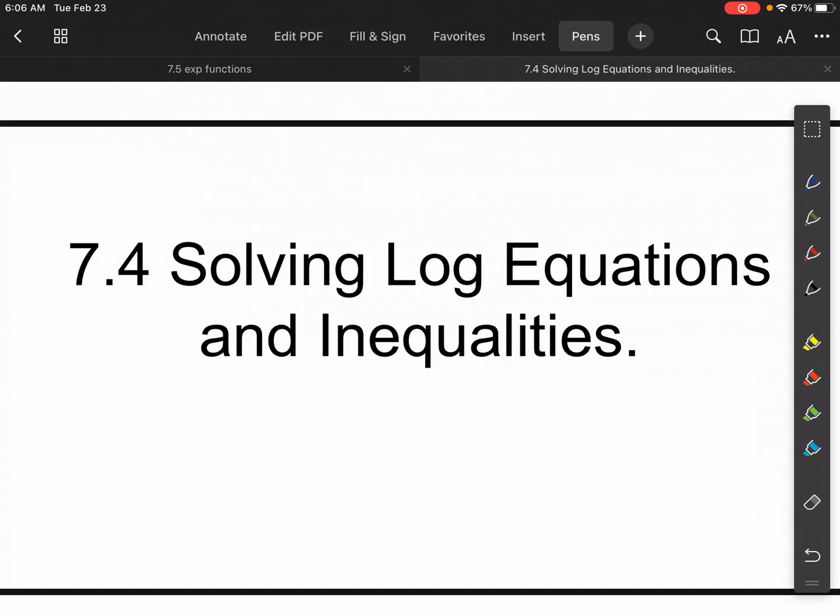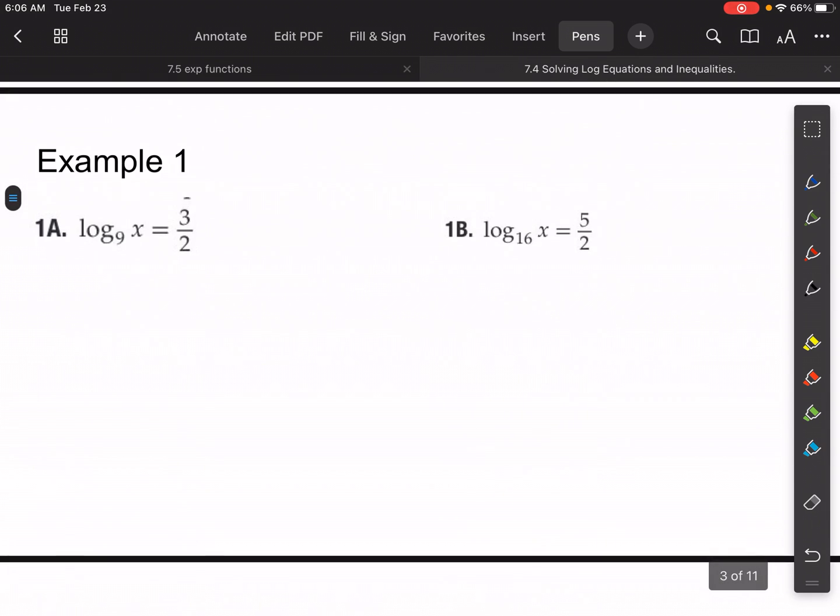All right, we're going to continue on today with logarithms. Today we're going to just focus on solving logarithm equations and inequalities. So what that looks like is like example 1 here, where I have log base 9 of x is equal to 3 halves. So we're trying to solve this for x.